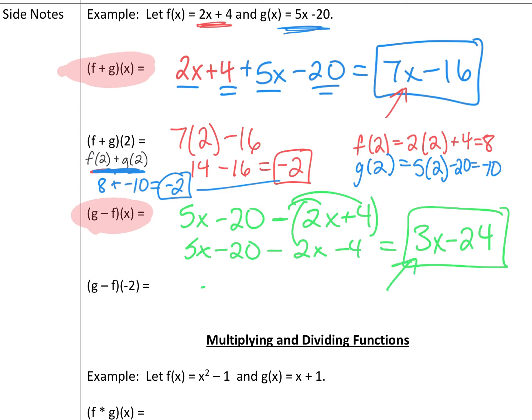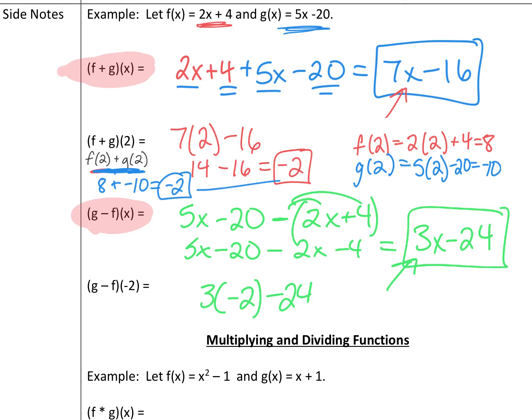If you did it the other way, could you avoid parentheses? Could you solve inside the parentheses and then distribute? Technically you would. Yeah, because you would do f of negative 2 before you subtracted.